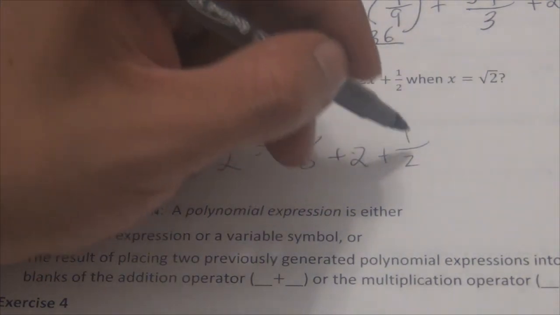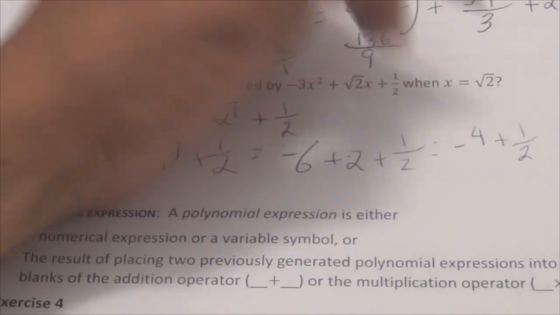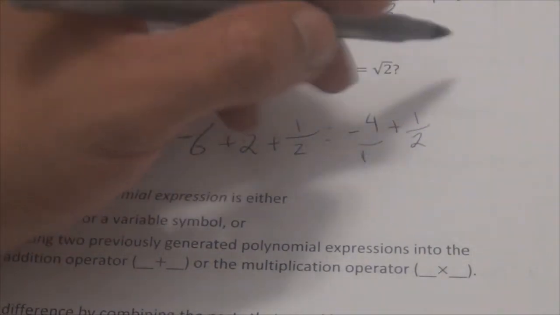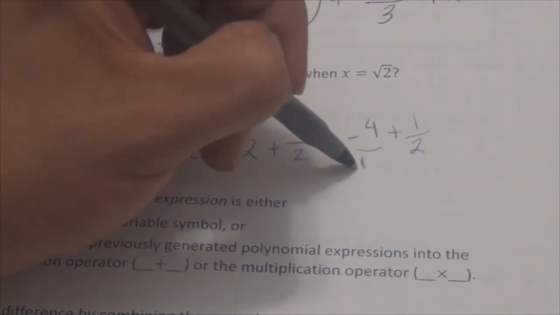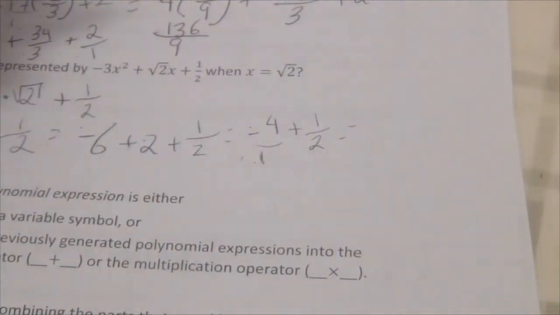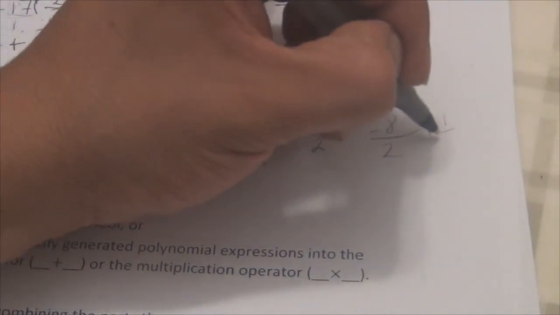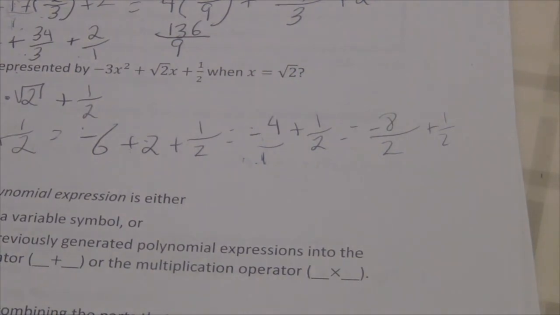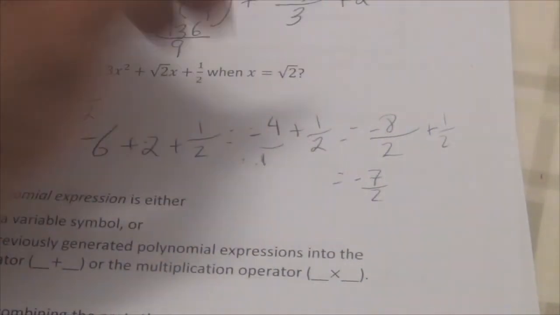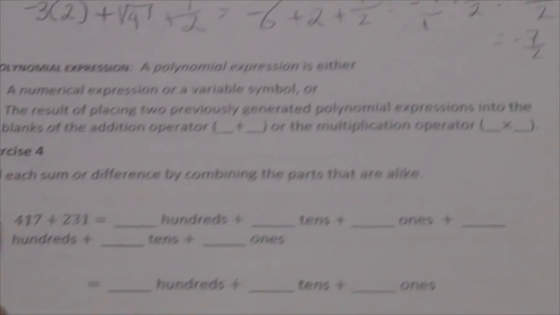Negative 4 plus 0.5, okay, so you have negative 4 plus 1/2. So this is negative 4 over 1. In order to add them, we need to have the same denominator, so we need this 1 to become a 2. So we have to multiply by 2 over 2. So we end up with negative 8 over 2, plus 1 over 2. And then we end up with negative 7 over 2. And that's it. And that's your answer. Okay. Let's move on then.